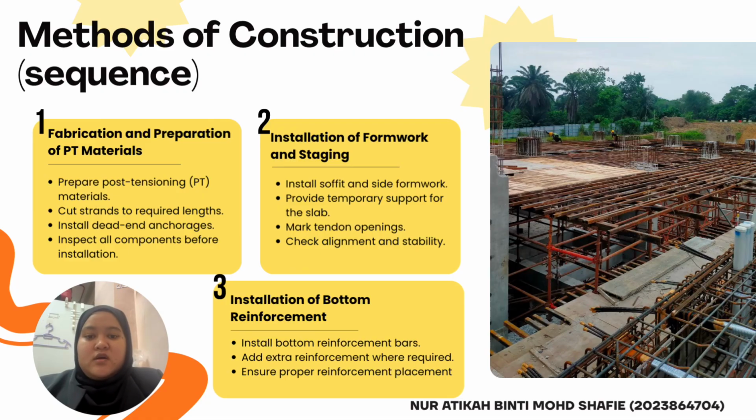First, we have fabrication and preparation of PT materials. Prepare the post-tensioning materials. Cut strands to required lengths. Install dead end anchorage. Inspect all components before installation. For number 2, we have installation of formwork and staging. Install soffit and side formwork. Provide temporary support for the slab. Mark tendon openings. Check alignment and stability.